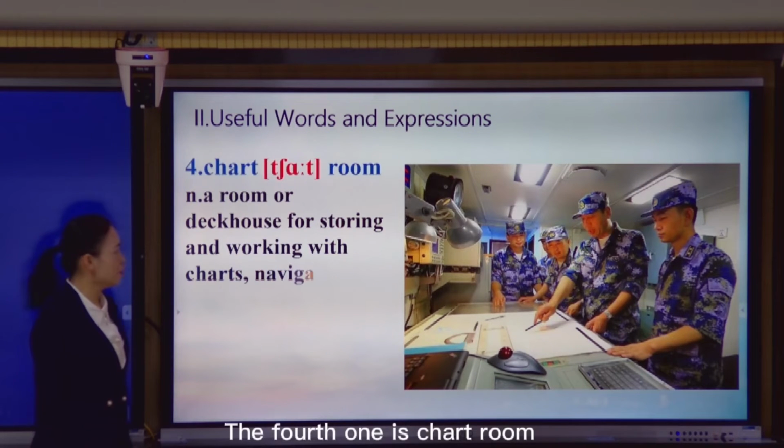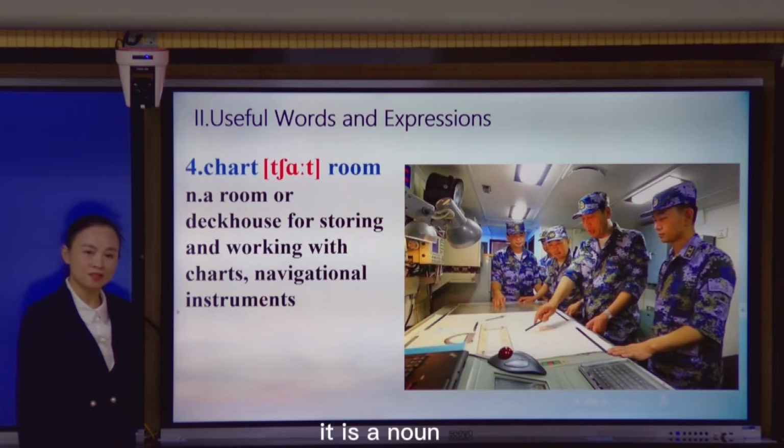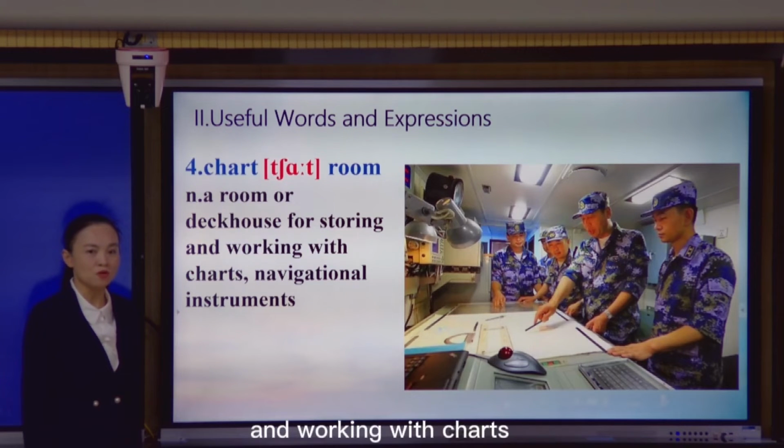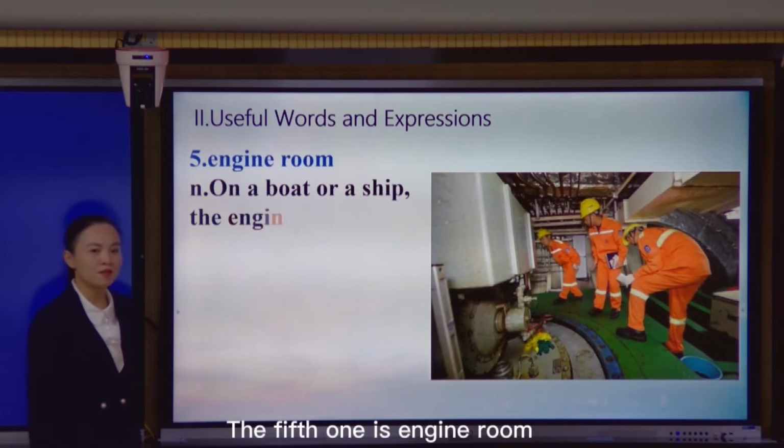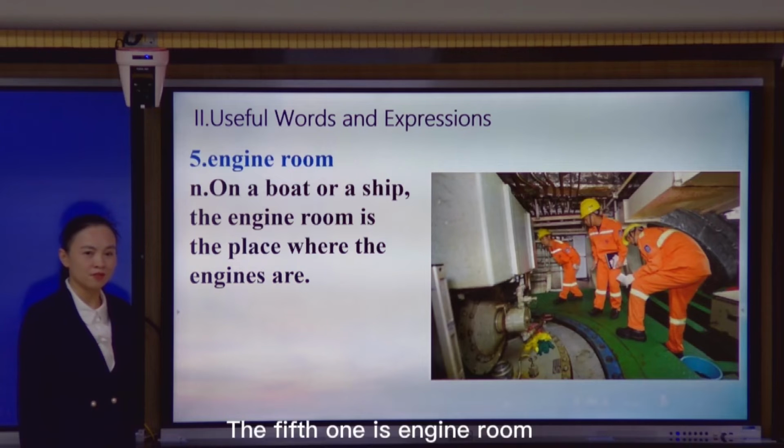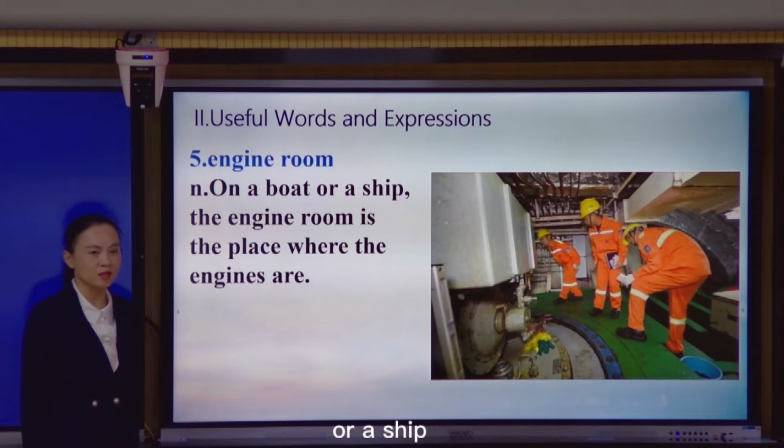The fourth one is a chart room. It is a noun. It means a room or deck house for storing and working with chart navigational instrument. The fifth one is the deck office. It is a noun. It means the top part of a ship that forms a room on board where the ship officer can work in it.